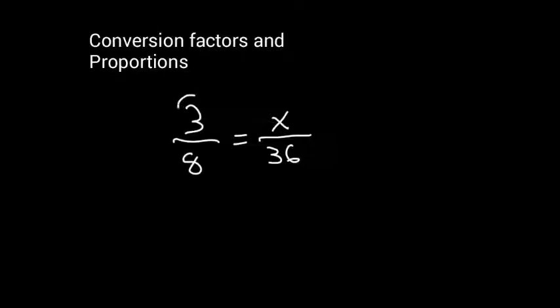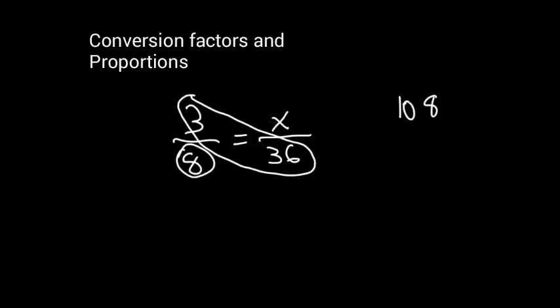In order to do that, we're going to cross multiply 3 times 36 and then divide that by 8. So 3 times 36: 3 times 6 is 18. Carry the 1. 3 times 3 is 9 plus 1. So that's 108. And we have to take the 108 and divide it by the 8.